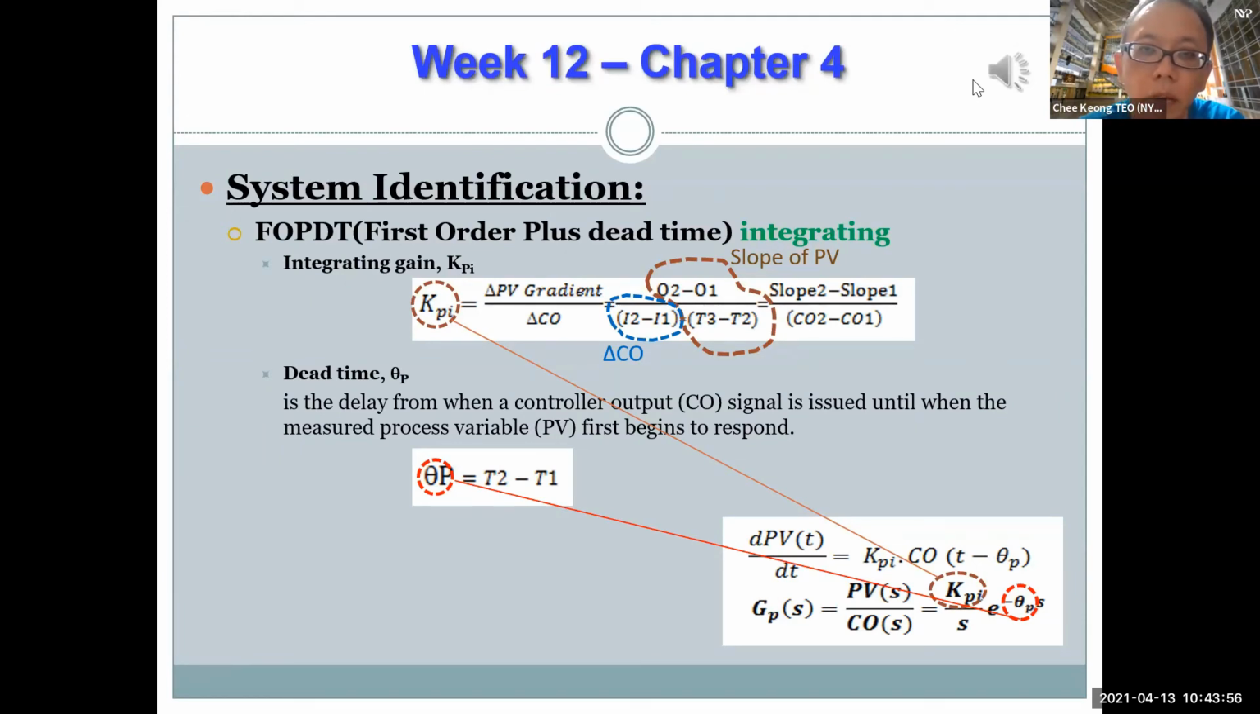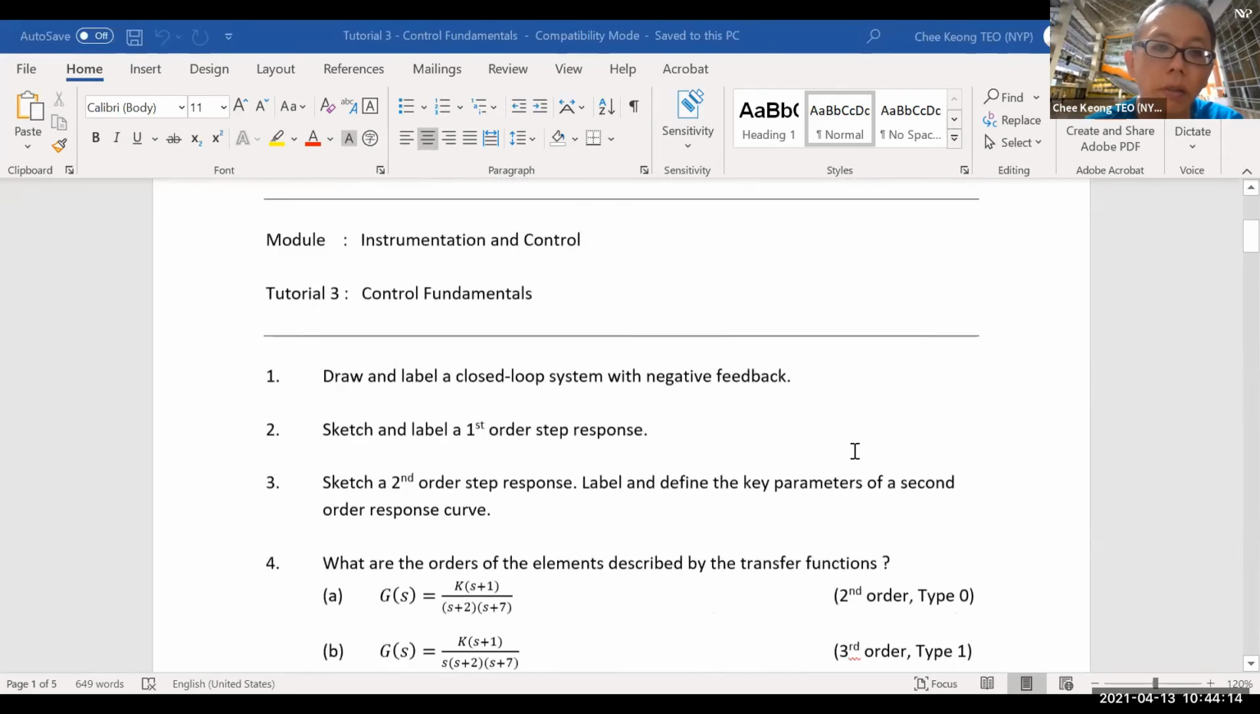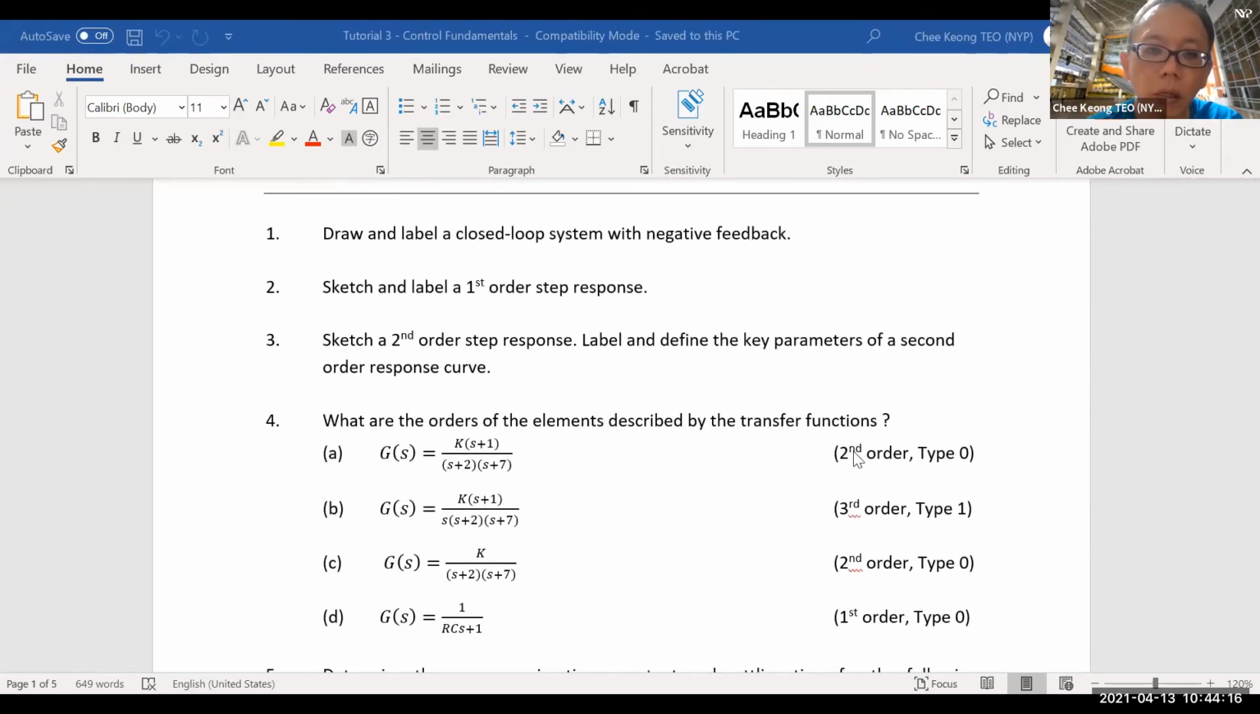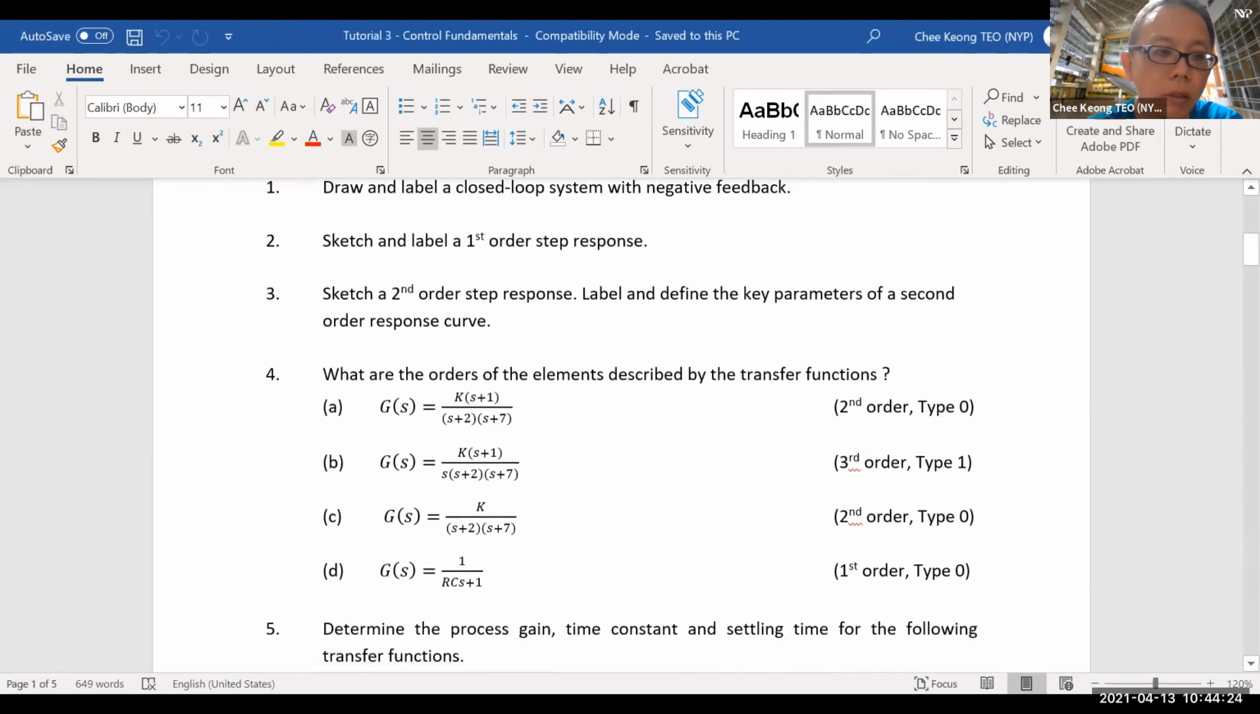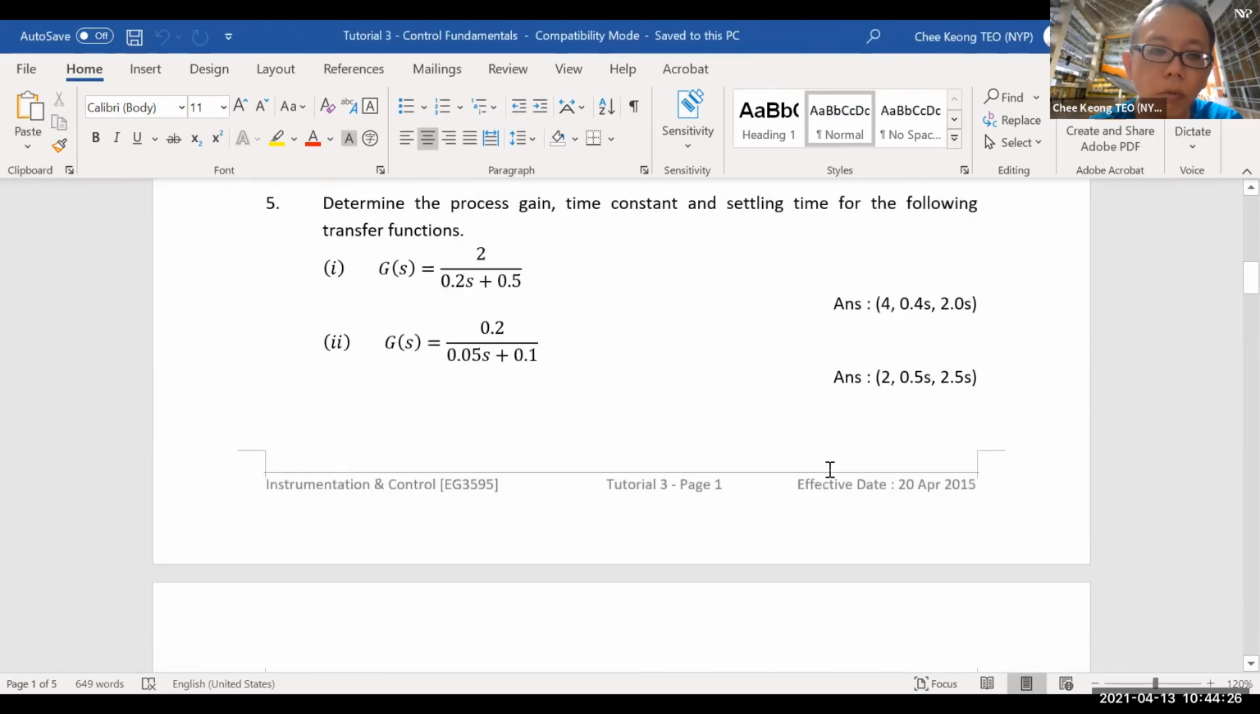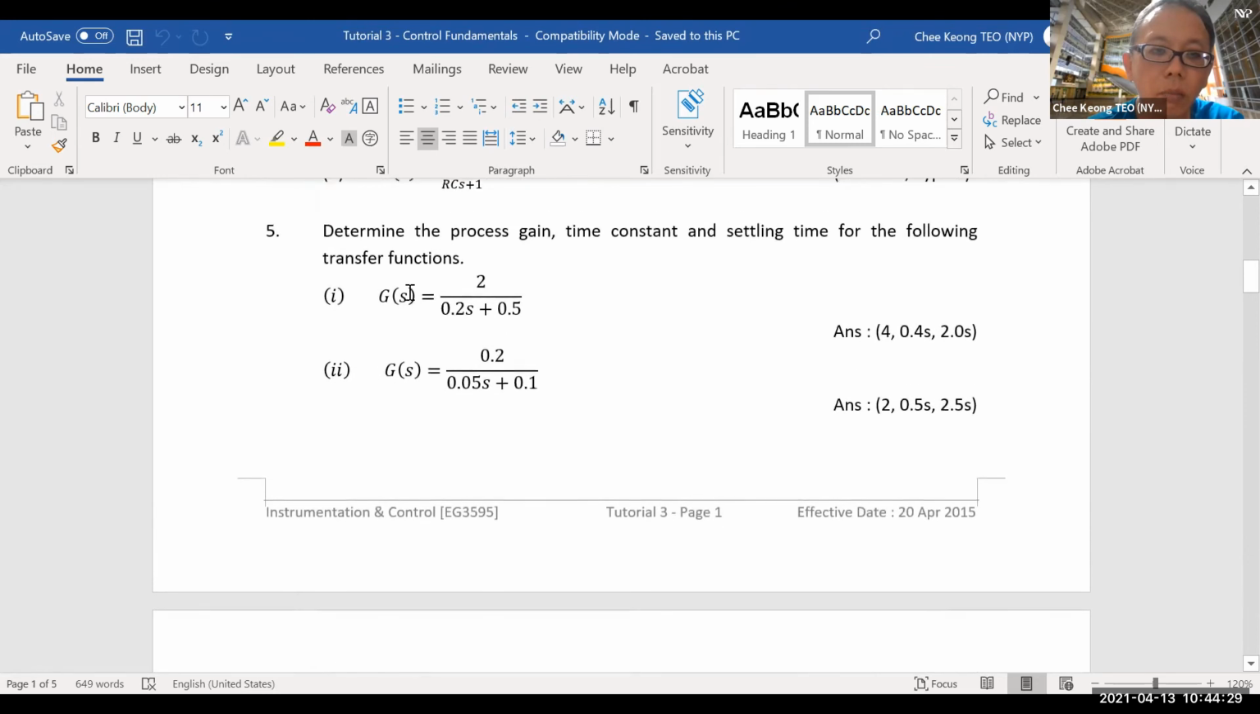Let me stop sharing first, and go to the question for the tutorial. Okay, if you take a look at the question for tutorial 3, the first question that we are interested in is basically question 6, right? Now, question 6 is related to question 5.